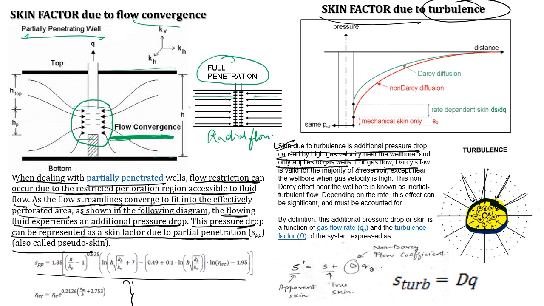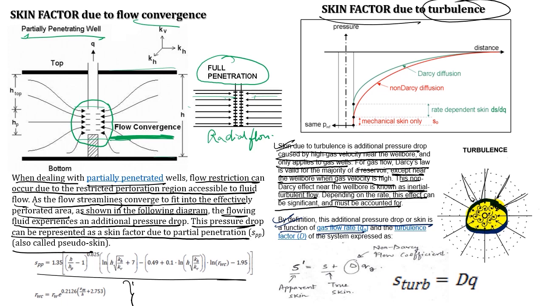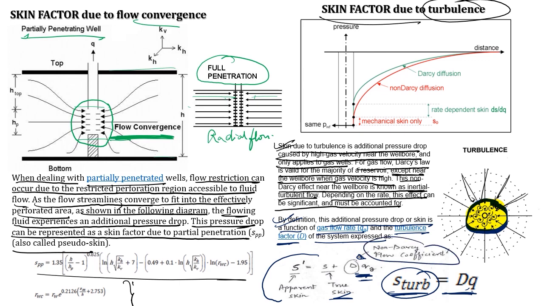For a gas flow, Darcy's law is valid for the majority of the reservoir except near the wellbore region when the gas velocity is high. This non-Darcy effect near the wellbore is known as inertial turbulent flow. Depending on the rate, this effect can be significant and must be accounted for. By definition, this additional pressure drop or skin is a function of the gas flow rate and the turbulence factor D of the system. So my apparent skin because of this turbulence would be true skin plus D times Qg, where D times Qg is my skin due to turbulence. This capital D is my non-Darcy flow coefficient, or turbulence factor.